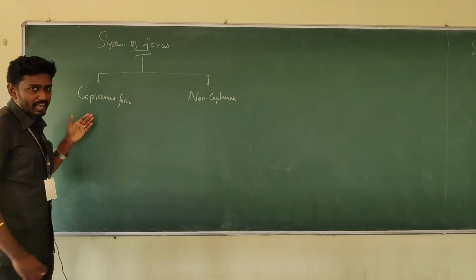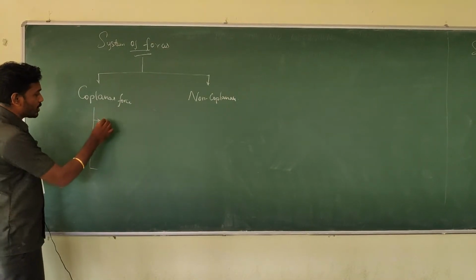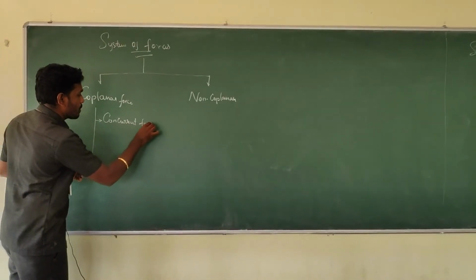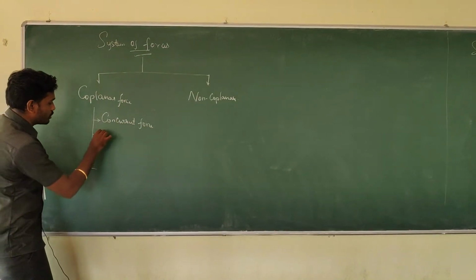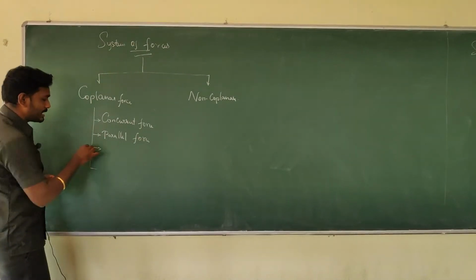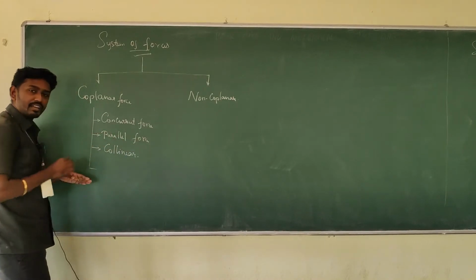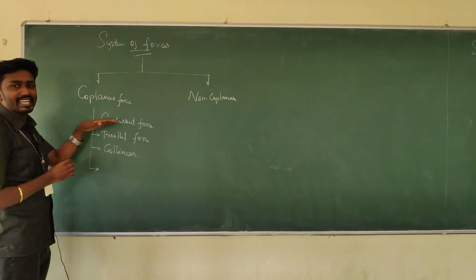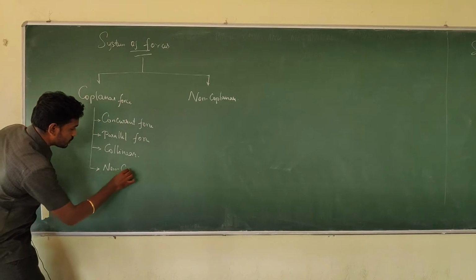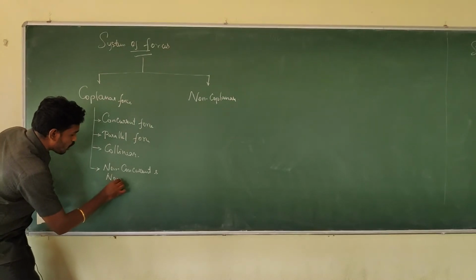When we look into the coplanar force, this coplanar force is divided into some divisions. The first one is concurrent force, the second one is parallel force, the third one is collinear force, and the last one is non-concurrent and non-parallel force.